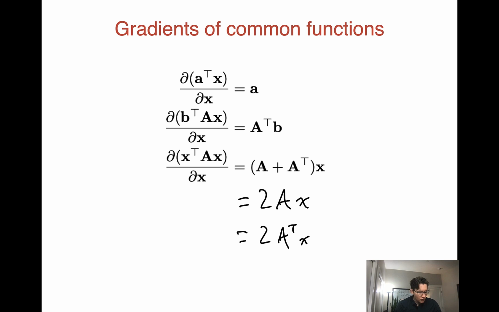Okay, you could have proved all these from first principles just using the limit definition, or by taking each partial derivative separately and using your knowledge of scalar derivatives to form that vector and see what it is. But if you want to skip some steps, at least in these simple cases, you can use these that we sort of pre-computed for you.